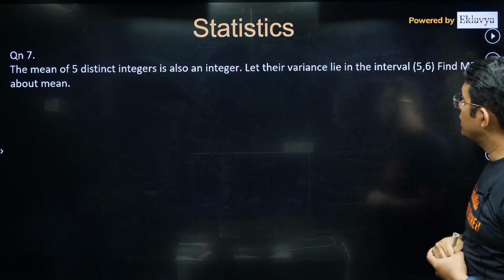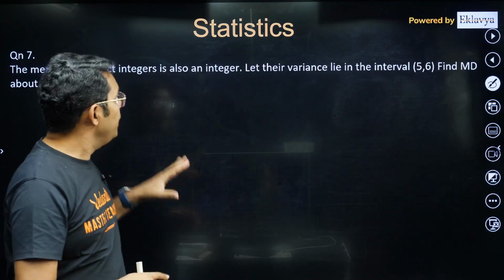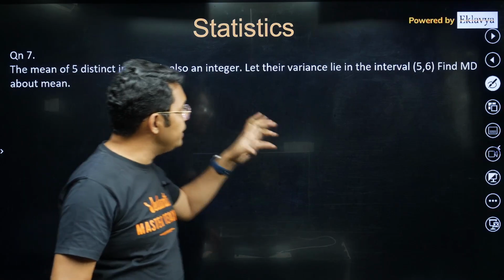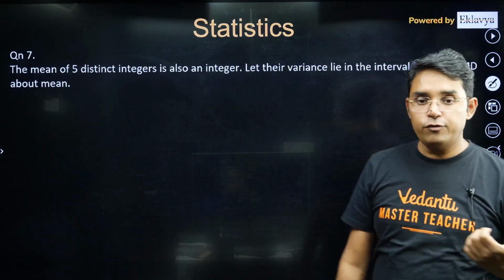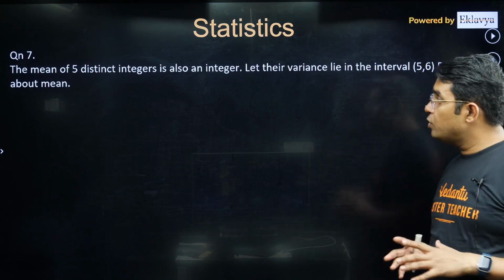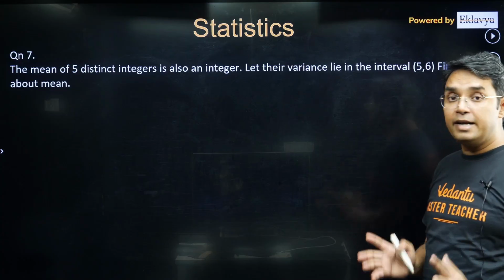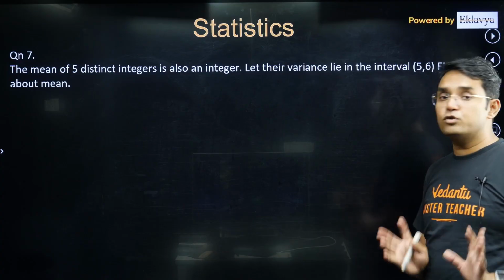Now please see, this is one question. The mean of 5 distinct integers is also an integer. Let their variance lie in the interval (5, 6). You have to find the mean deviation about the mean. Here they have not given data. They have given that there are 5 distinct data values, distinct integers actually, and whose mean is also an integer.